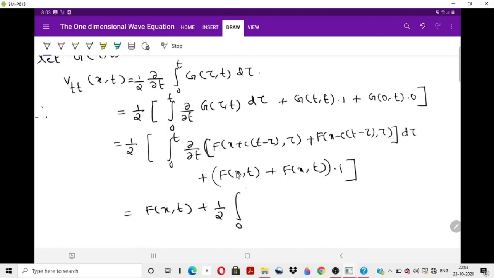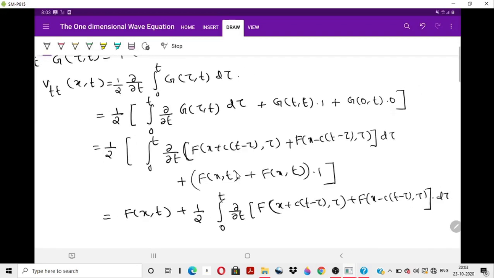plus 1 by 2 into integral 0 to t dou by dou t of f of x plus c into t minus tau comma tau plus f of x minus c into t minus tau comma tau into d tau. So this we have to calculate. We have to calculate this dou by dou t of this one.